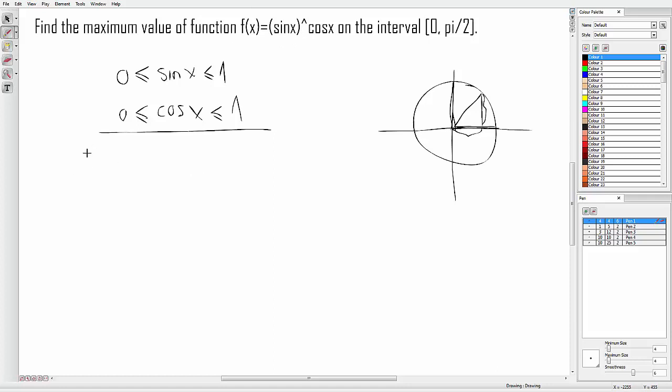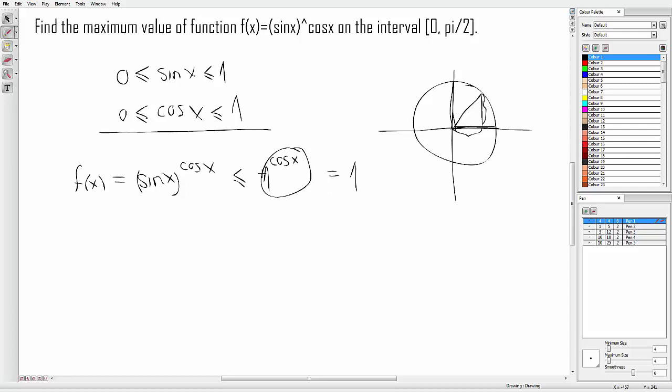Let's write again this function. So f of x is equal to sine x to the power of cosine x. And since we already know this, we can say that this is less or equal than 1 to the power of cosine x. That is because sine x is always less or equal than 1, and we can say this easily. And what can we say about this right here? Well, that's just equal to 1.